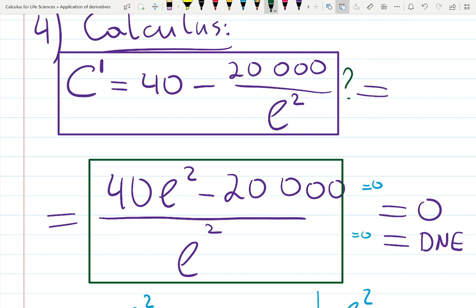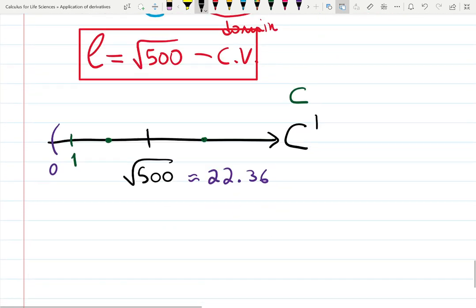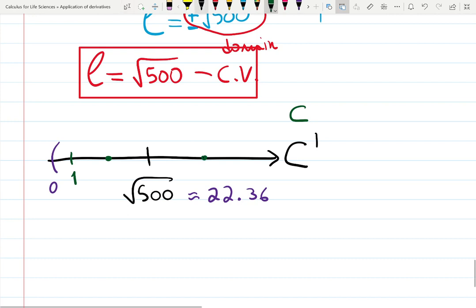I would like this one. Positive or negative? Negative, right? Because 40 minus 20,000 over 1 definitely is negative. So I will put that the first derivative is negative, so the original function is decreasing. That's what we expect.